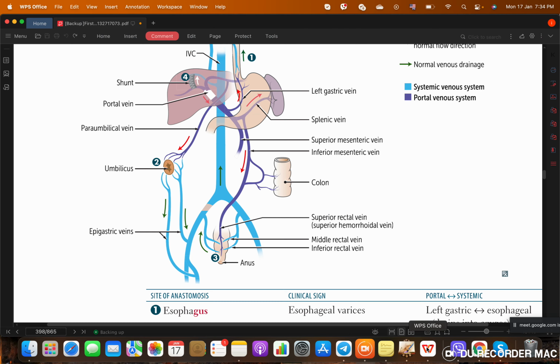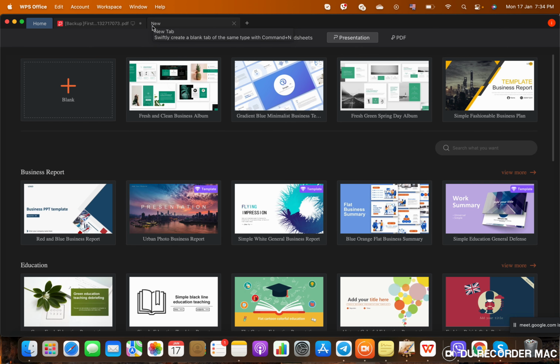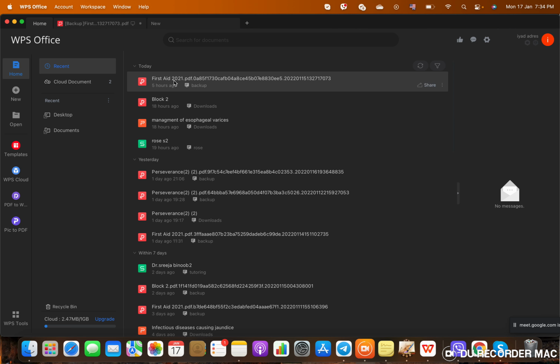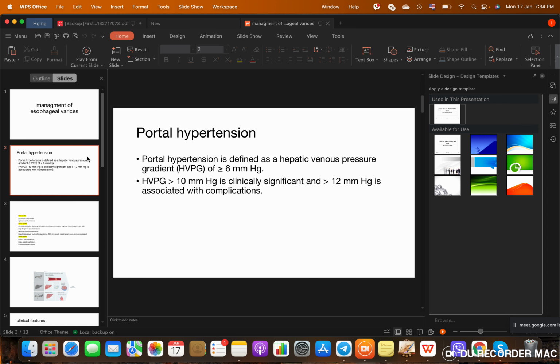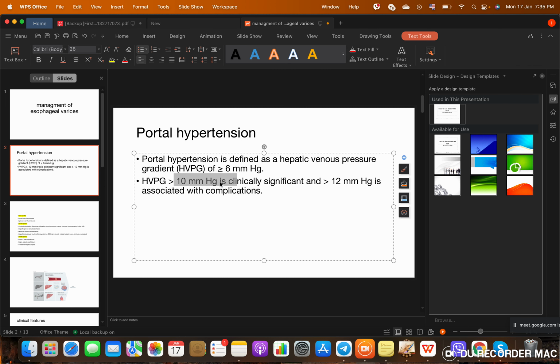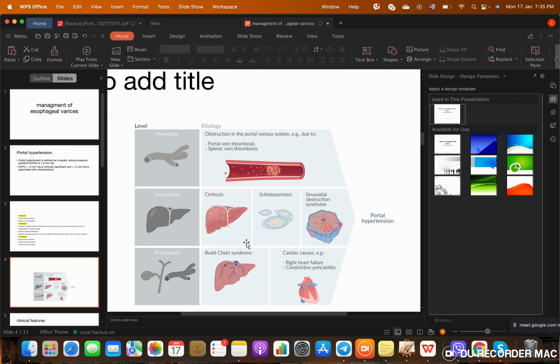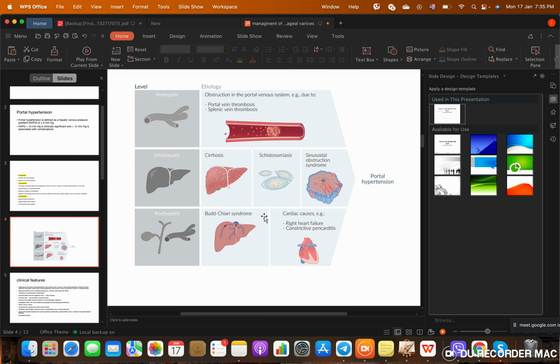And for the sake of that, I made you a simple presentation today. It will take just 5 minutes to tell you in general what you need to know from it, and how to manage such varices as doctors. So basically, it happens because of portal hypertension. Portal hypertension is defined as more than 10 millimeters of mercury of pressure. It can be due to multiple problems, for example, a prehepatic cause, like thrombosis of the splenic vein or portal vein.